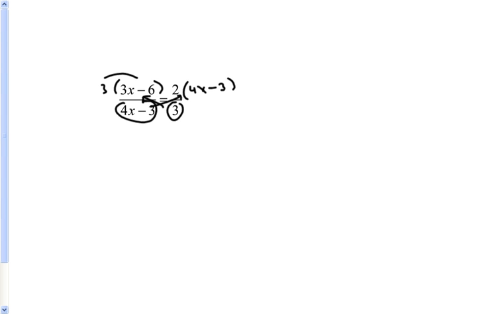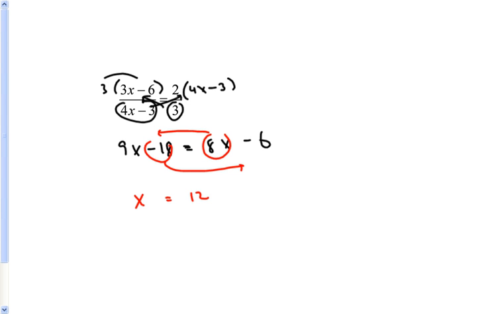Well, that gives me 9x minus 18 equals 8x minus 6. And now it's just a matter of letters to the left, numbers to the right. Gives me 1x equals 12.